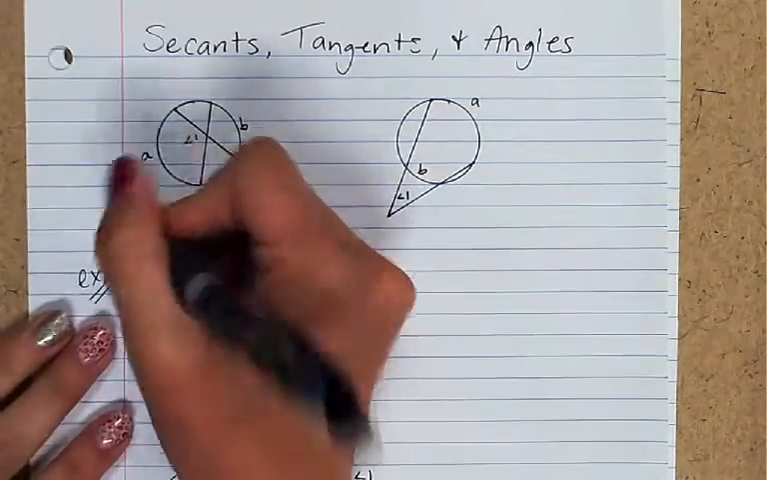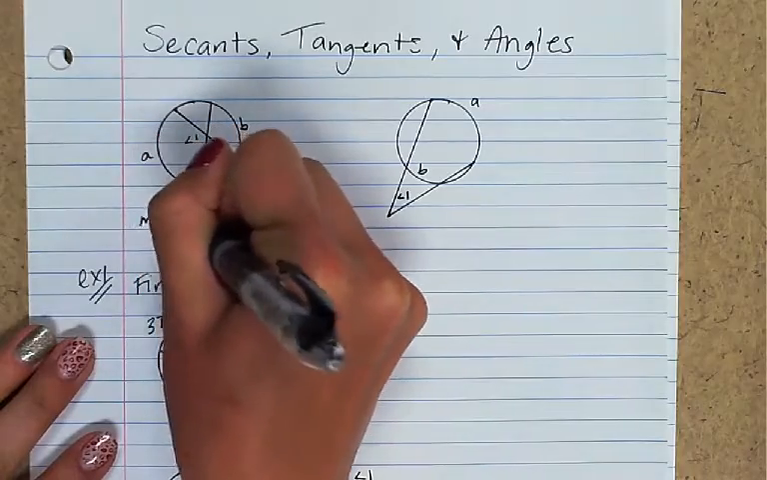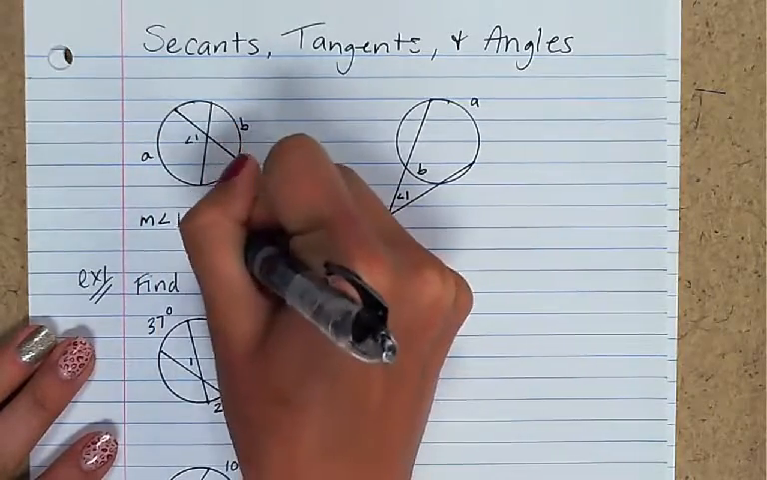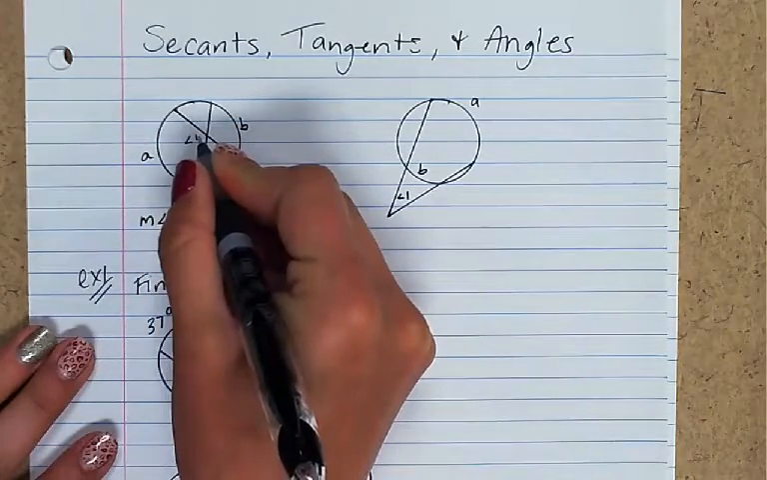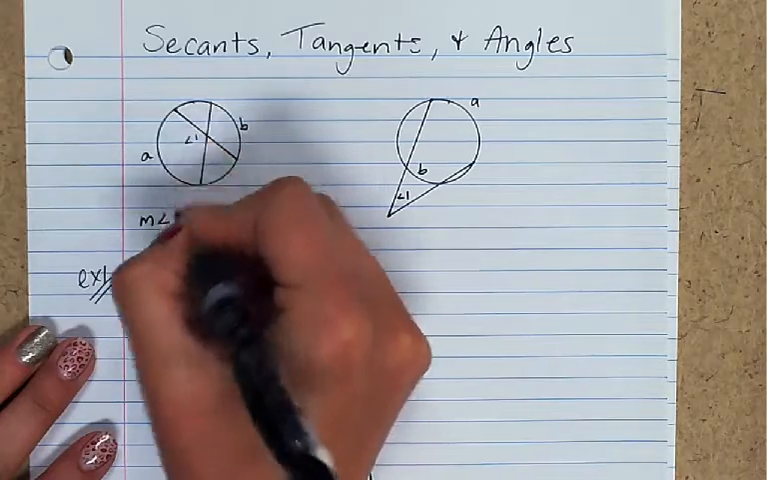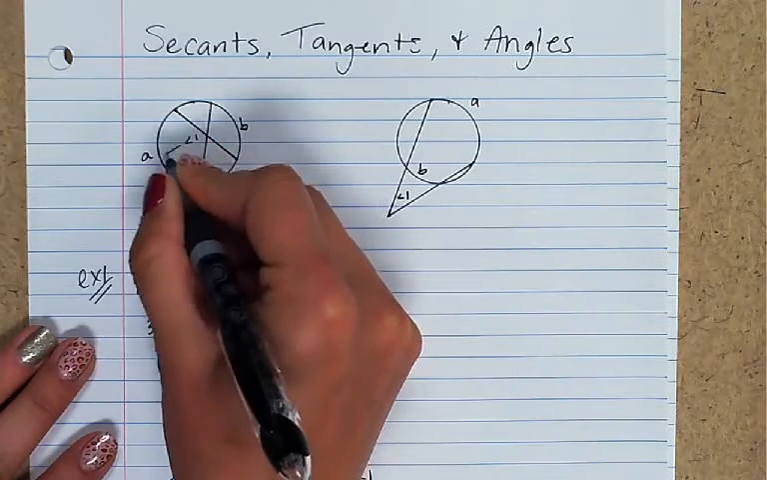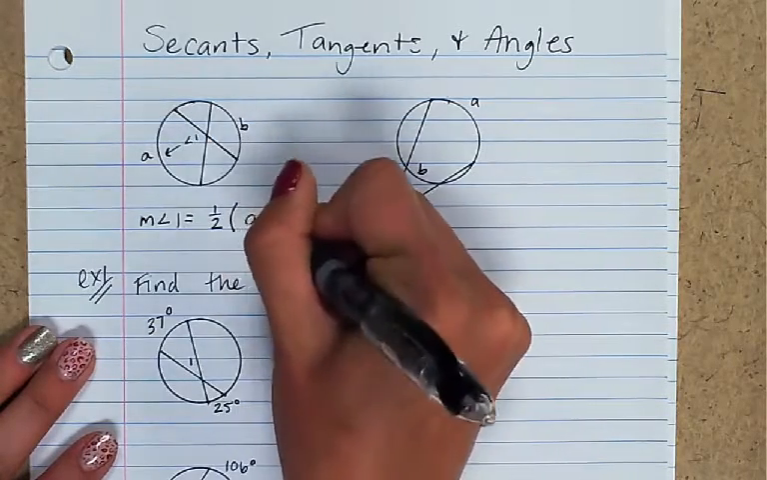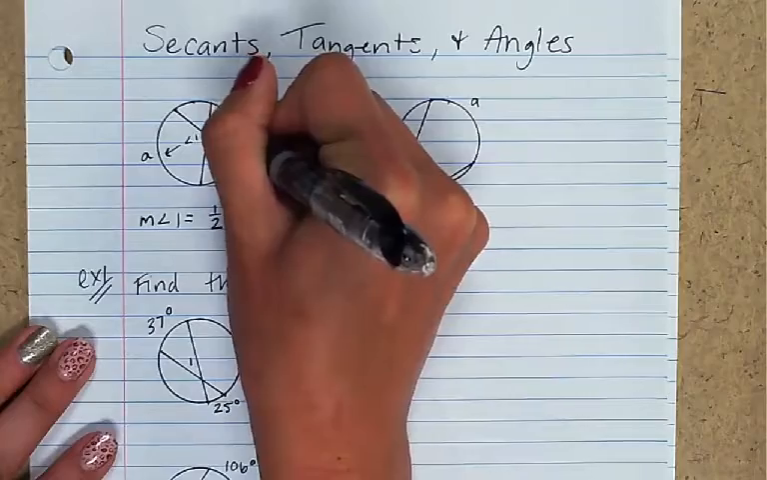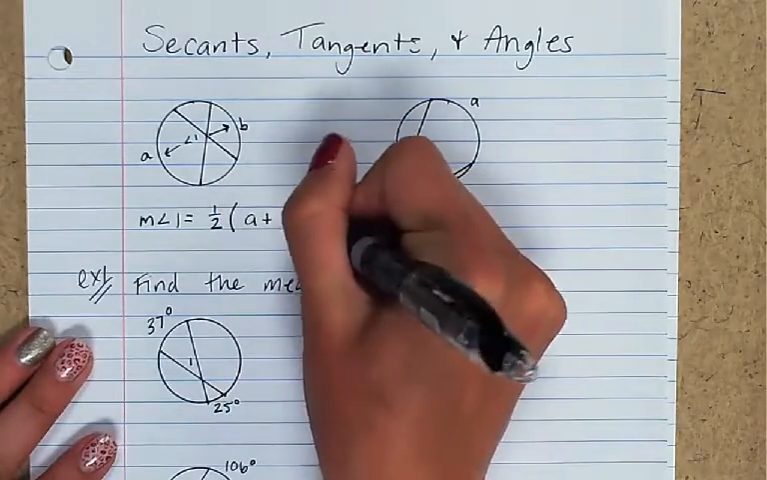The way you do this one is the measure of your angle is going to be half of the arc that it projects, so it's making this arc A, plus the arc that's directly behind it, B.